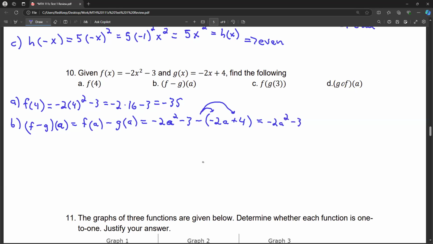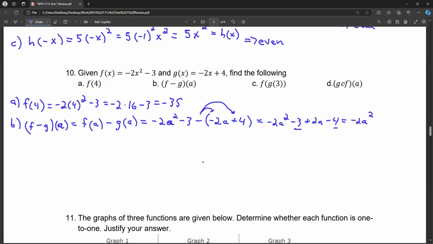And then I have a -1 times a -2a. That, of course, is equal to +2a. And a -1 times a +4 is equal to -4. So here, in order for me to clean the remainder of this up, I actually only have two like terms, -3 and -4. And so let's go ahead and combine those.